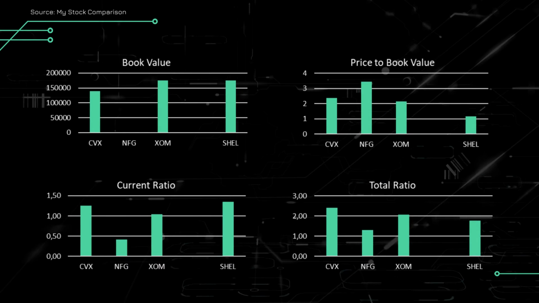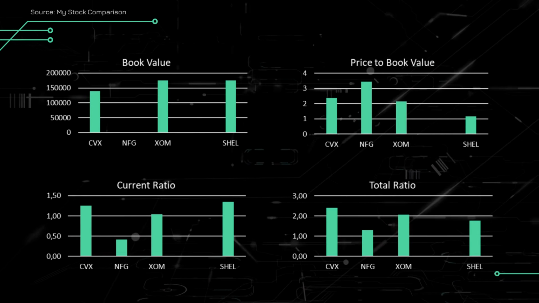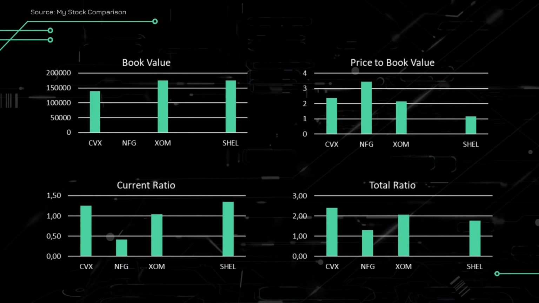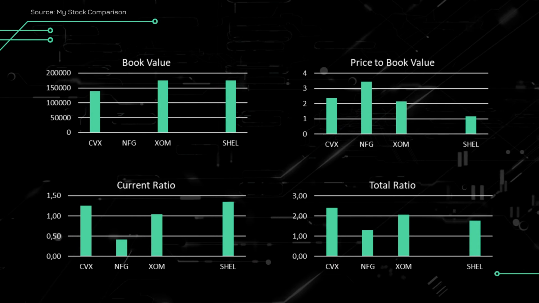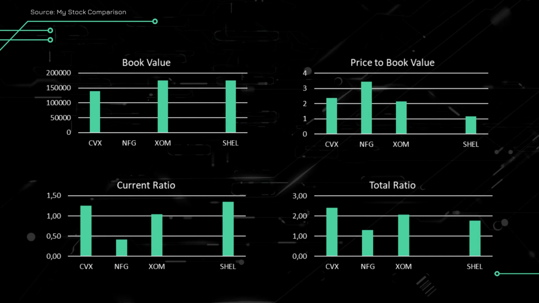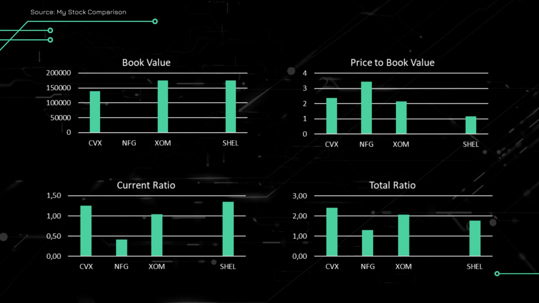These are, the book value, the price to book value, the current ratio and the total ratio. Each of these data provides valuable information for the investor, who will be able to evaluate his or her investment strategies, with the help of these data as well.